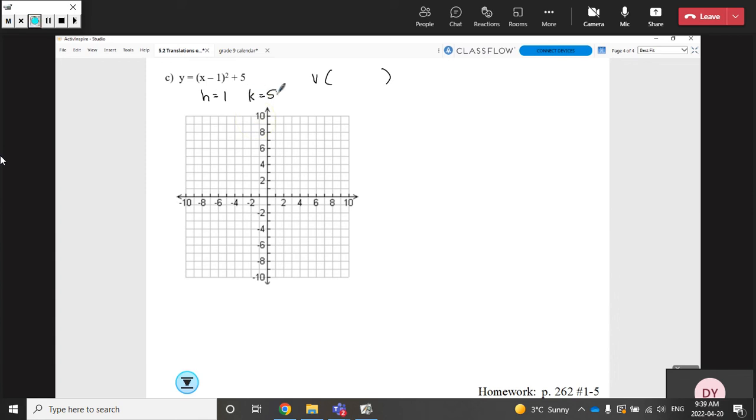K equals 5. So the vertex becomes 1, 5. Yes, absolutely. Now, I know it's not present in this quadratic, but what's our A value? Our A value is 1. So therefore, the step pattern is 1, 3, 5, and so on.